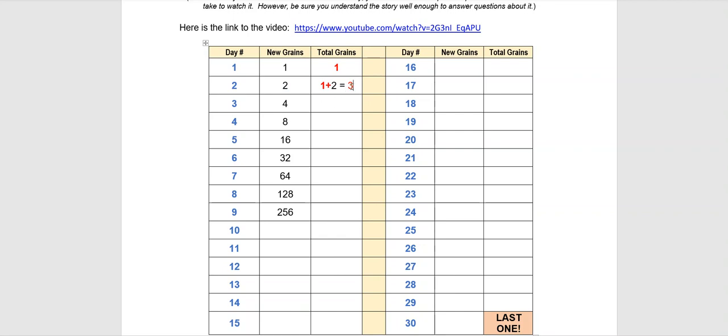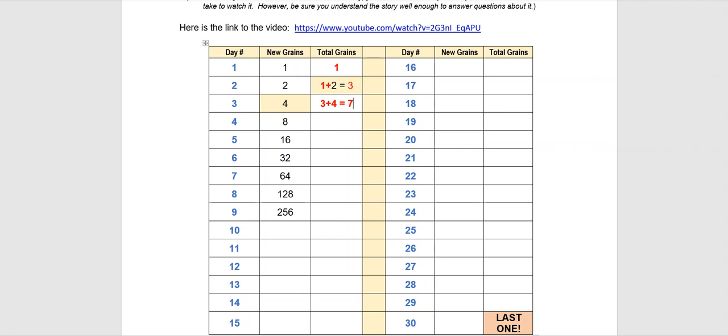And then if I have 3 and I add it to the 4 new ones, so here's what I'm doing: I'm taking this 3, let me highlight it for you so you can see it real clearly. I'm taking this 3 and adding it to the 4 new grains. So you've got it. You've got this pattern already. You can see that we now have 7. How many do we have total at the end of day 4?